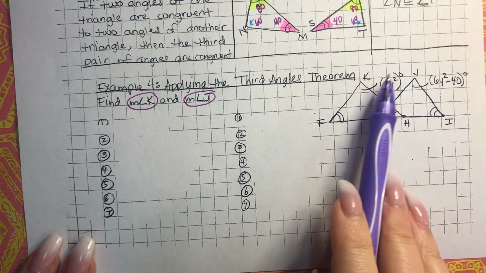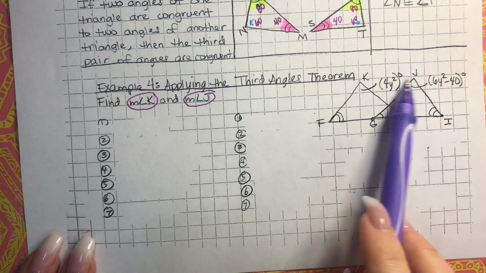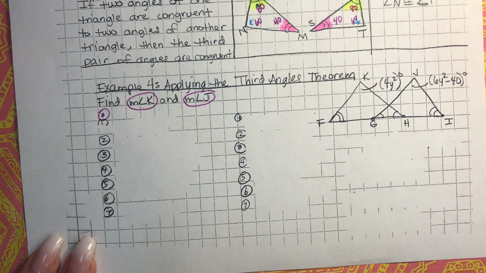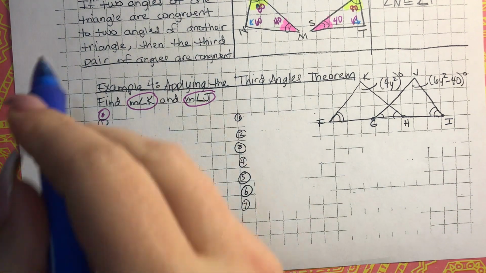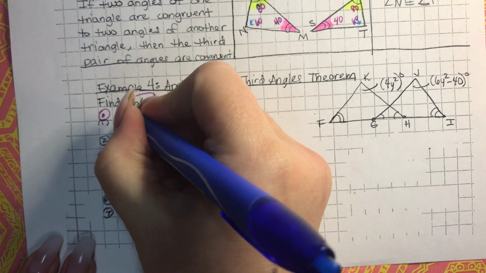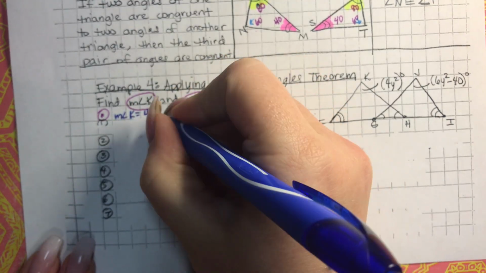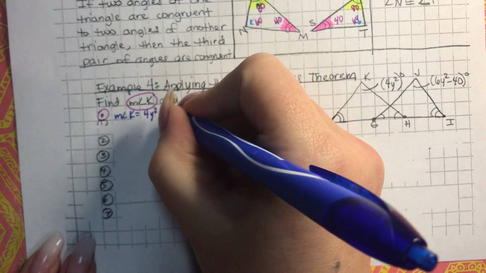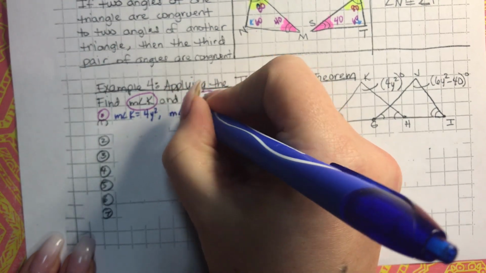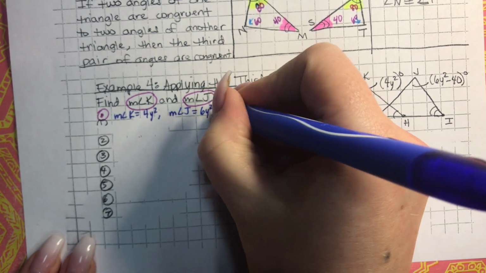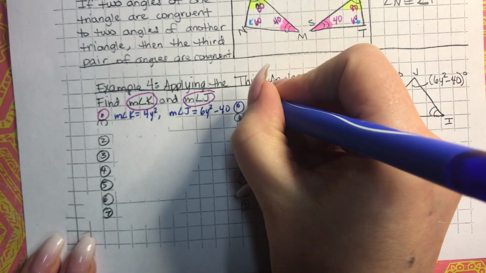So the first thing I want to do is go ahead and write down that given information. So let's change up the color. Measure of angle K is equal to 4y squared. And measure of angle J is equal to 6y squared minus 40, and that is given.